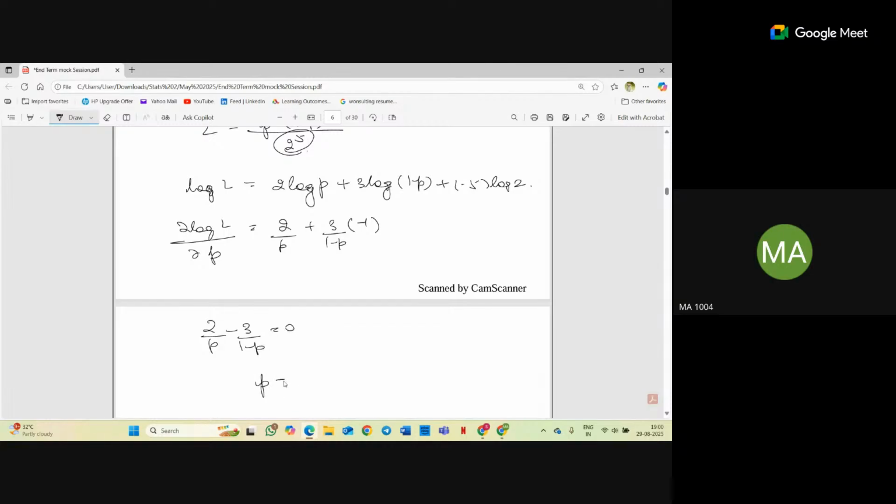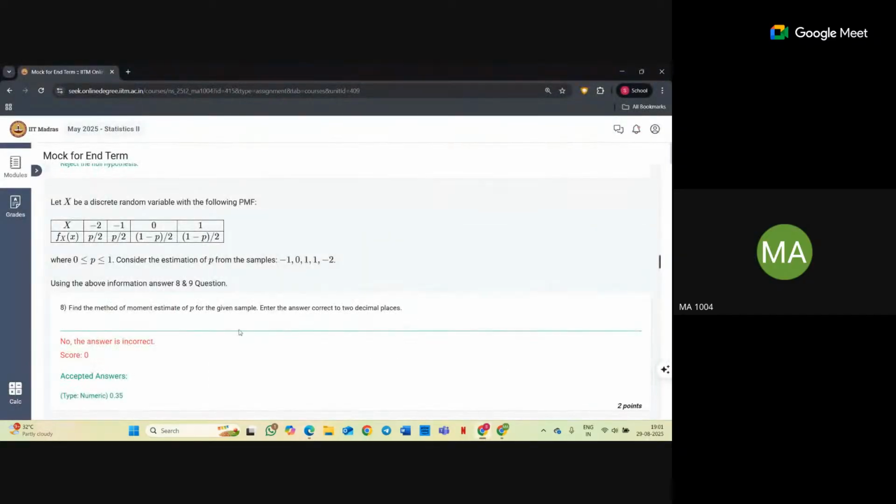Then the value of p is coming out to be? So 2 minus 2p equals 3p. So p equals 2 by 5, so p equals 0.4. Is the question clear? Yes, ma'am. Shall we proceed now then?